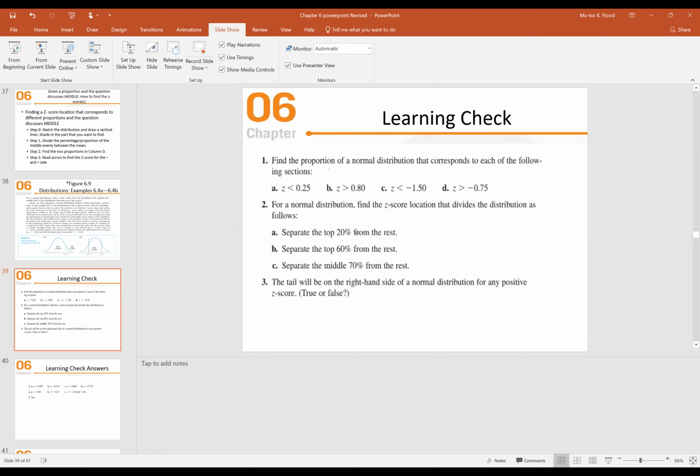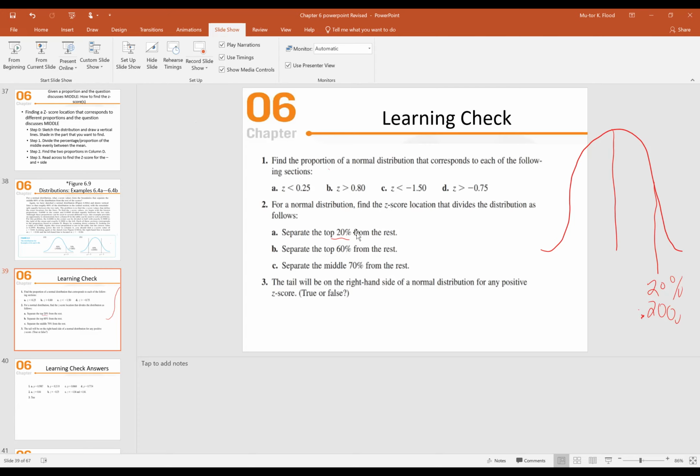So in this one, the first thing we're going to do is draw the distribution and put our mean. And this one asks, separate the top 20% from the rest. What is the z-score that does that? Well, the top 20% is going to be above the mean, so it's somewhere over here. This is an approximation. That's this 20%, or 0.2000. That's 20%, and 0.20 is the proportion.